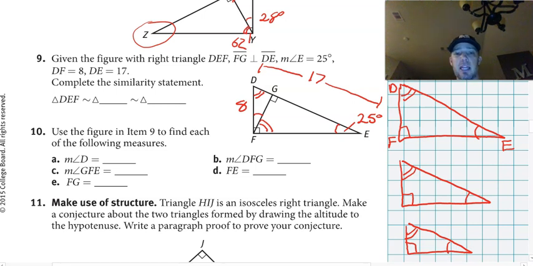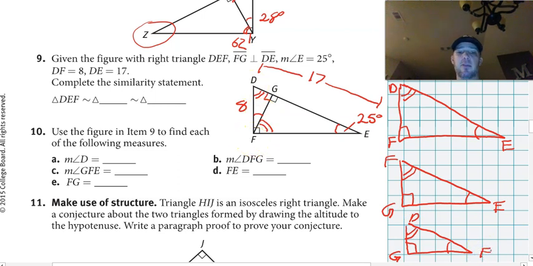So on the medium-sized triangle, the 90-degree angle is at G. The angle with 2 arcs is at F. And the angle with 1 arc, the 25-degree angle, is E. On the little triangle, my right angle is at G. My angle with 2 arcs is at D. And my angle with 1 arc is at F.